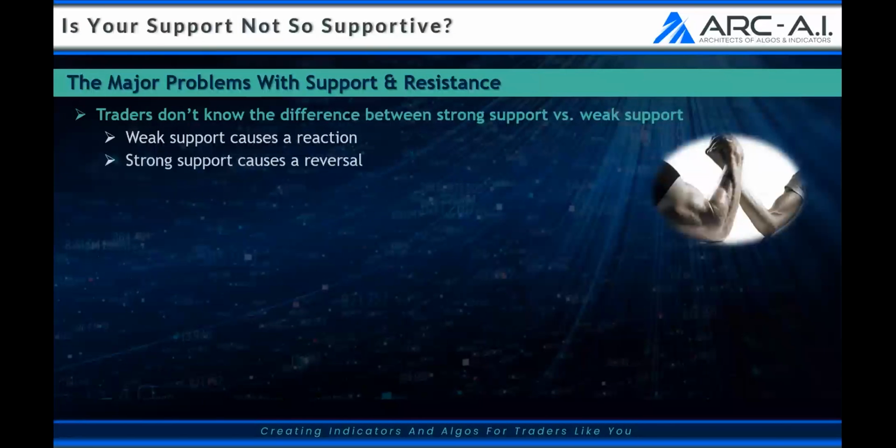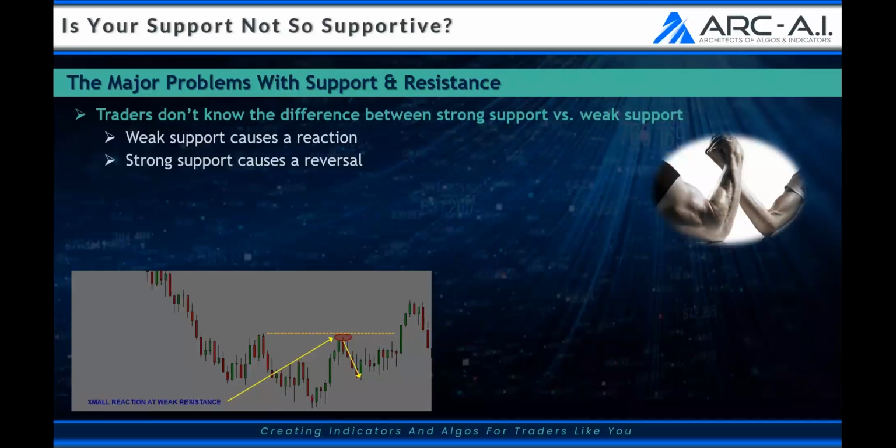Okay, so jumping right in here. Why is your support not so supportive? Well, the major problem with support and resistance is that traders don't know the difference between what is considered strong support versus weak support. That's a general statement, but a lot of traders don't know. Weak support causes a reaction in the market, but strong support causes a reversal or a rotation. So how do we determine how to find these opportunities in these support and resistance zones?